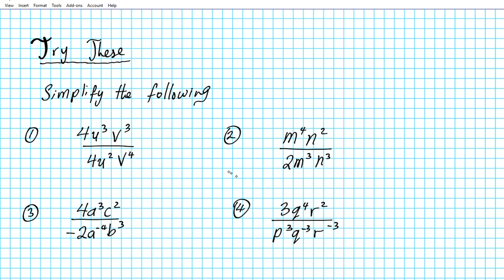For number 1, the answer is u over v. For number 2, the answer is m over 2n. For number 3, the answer is negative 2a to the 7th power c squared divided by b to the third. And then for number 4, the answer is 3q to the 7 r to the 5th divided by p to the third.